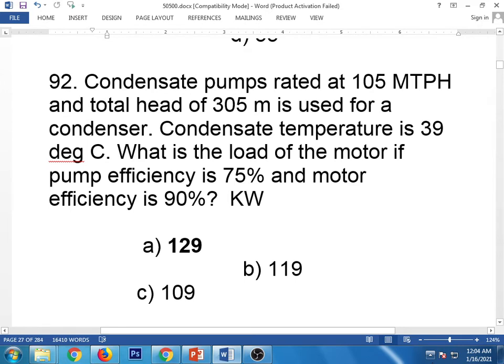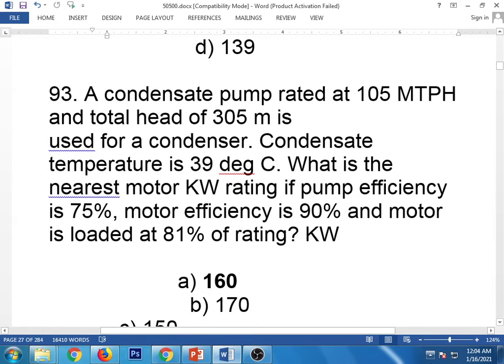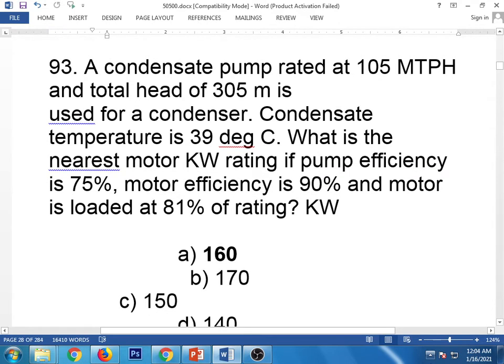Condensate pumps rated at 105 mtph and total head of 305 meter are used for the condenser. Condensate temperature is 39 degrees Celsius. What is the load of the motor if pump efficiency is 75% and motor efficiency is 90%, in kilowatt? Answer: 129.